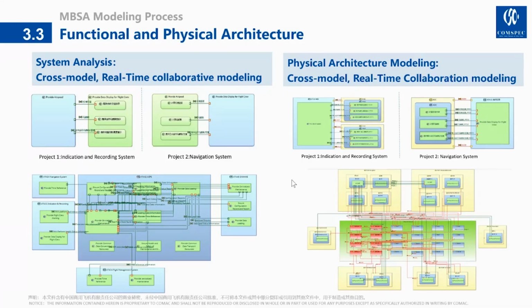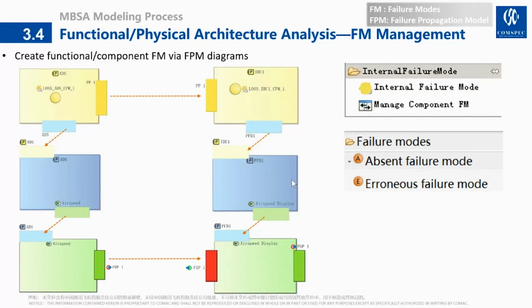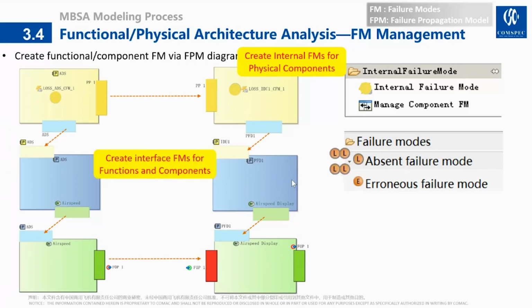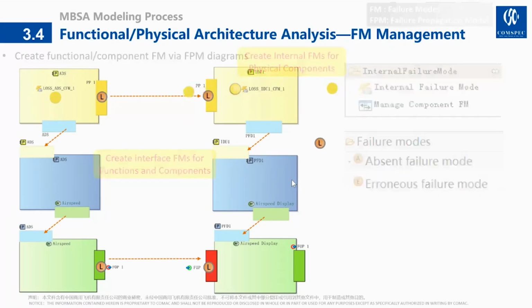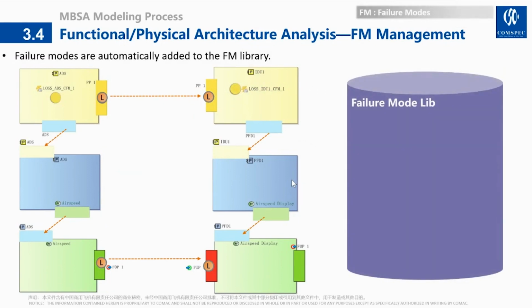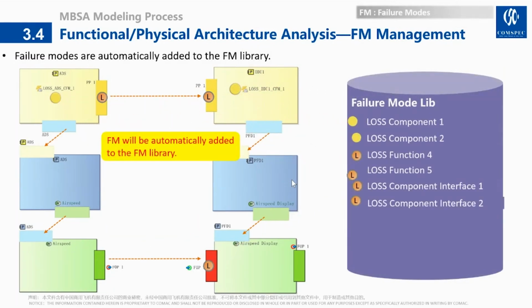The following is functions and architecture analysis. The first is failure modes management. Based on the previous functional and physical architecture models, a failure propagation view of each module can be created. Then, internal FMs can be created for the components, which represent the internal failure of the physical component itself. Interface FMs can also be created for components and functions to represent the interface failure. Failure modes created on the failure propagation view can be automatically added to the FM libraries.